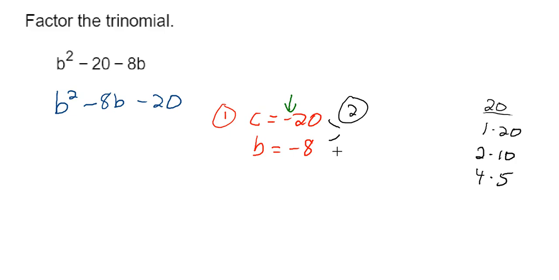And if you're going to add a positive number to a negative number, they actually subtract each other rather than add together. And so we actually want this pair of numbers here, 2 and 10. That multiplies to 20, and if I subtract those, I will get 8.